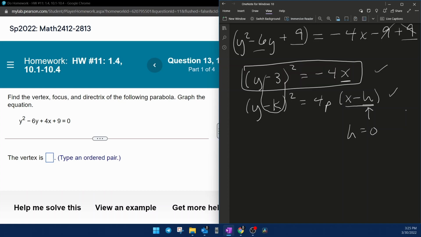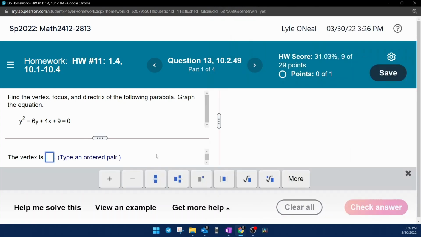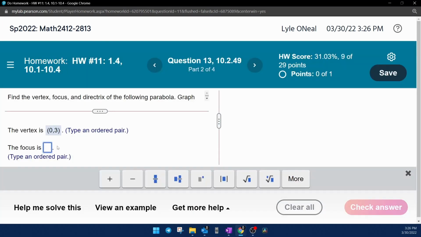If I circle up and down, we can see that negative k is negative 3. Changing the signs on both sides is going to give us k is 3. And then we can see our vertex is 0 and 3. Inputting that as an ordered pair, we're going to have parentheses 0 comma 3, close parenthesis. And the next thing we need is the focus.